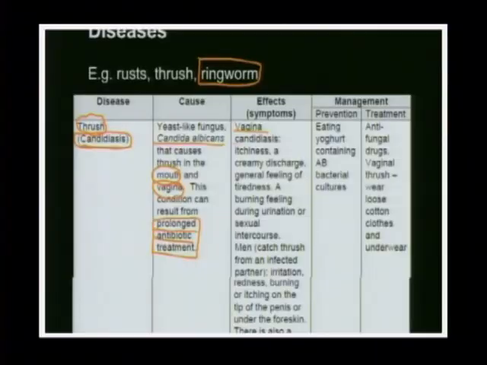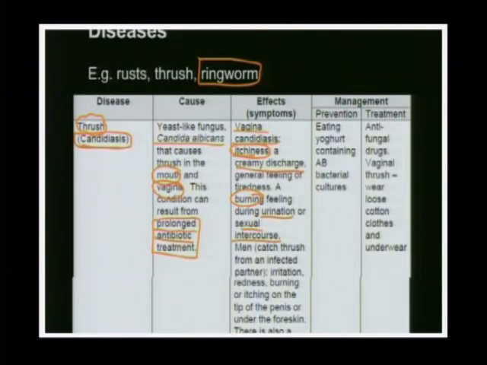Let's look at some of the symptoms. Specifically for vaginal candidiasis, it is the most incredibly itchy sensation, which is accompanied by a creamy discharge from the vagina as well. Generally, you will also feel quite tired, quite run down. You will feel burning during urination or during sexual intercourse. Now, vaginal candidiasis, obviously, is restricted to females. However, it can be passed from a female to a male or vice versa.